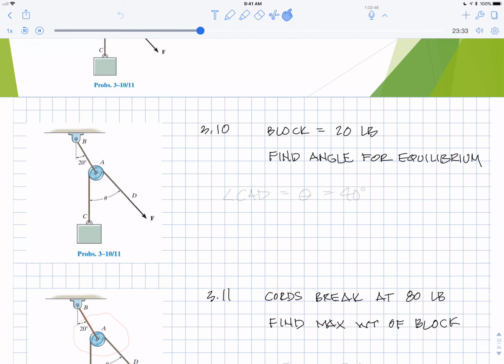Well, I've talked about this earlier, that the rope AB holding the pulley has to bisect the angle CAD to be in equilibrium. So that means that angle theta has to be 40 degrees. I'll demonstrate this in class one day.